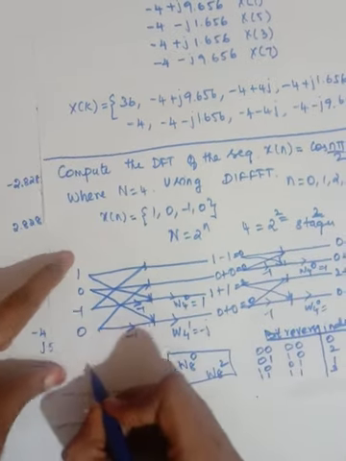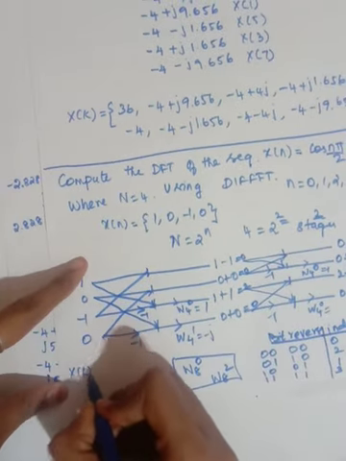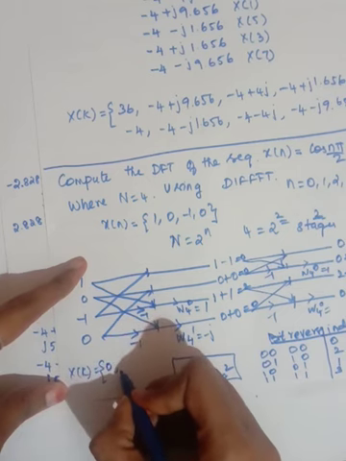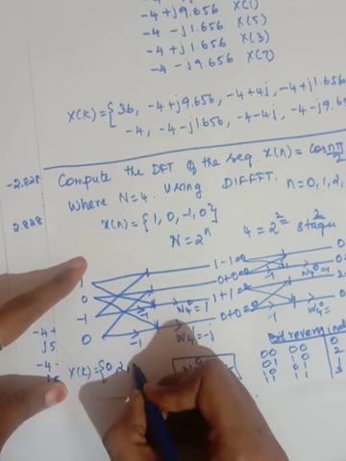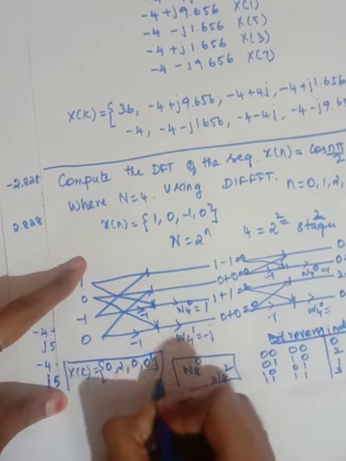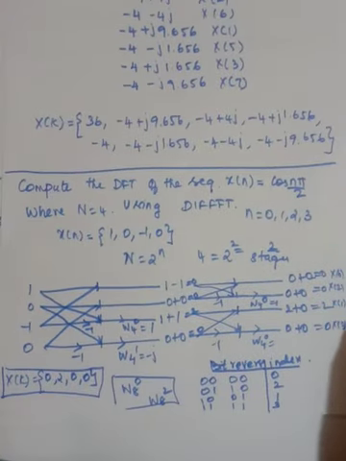Finally what we need to do is write X of k. First one is X of 0. So X of 0 is 0 and X of 1 is 2 and X of 2 is 0 and X of 3 is 0. So this is the required output. Now we will see the same problem using DIT FFT.